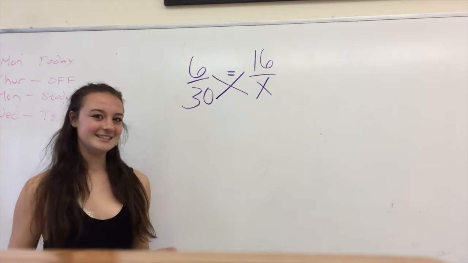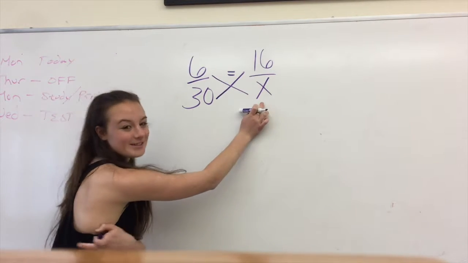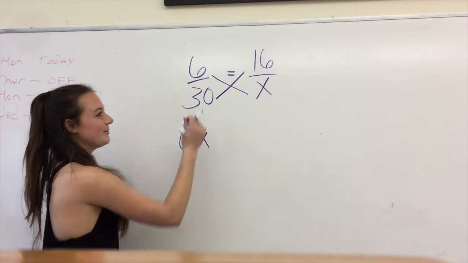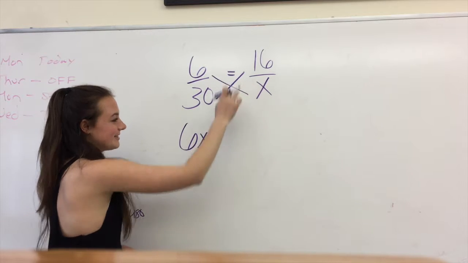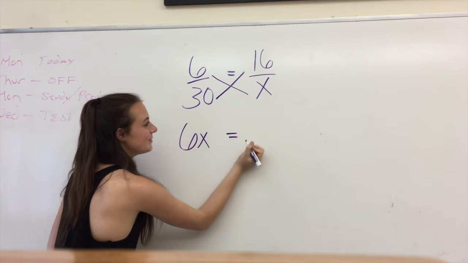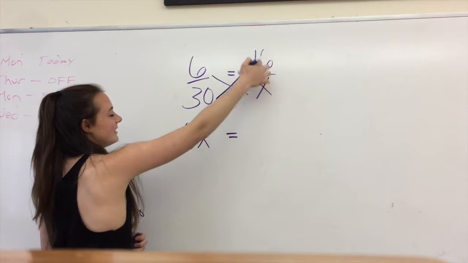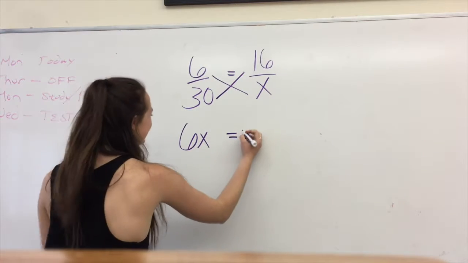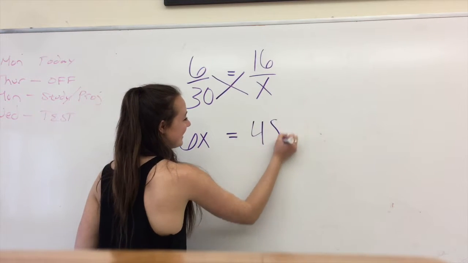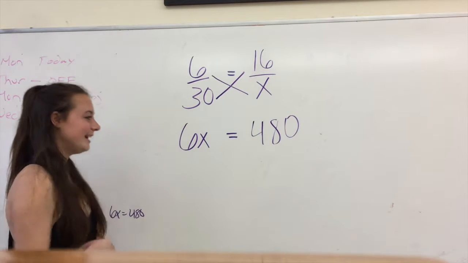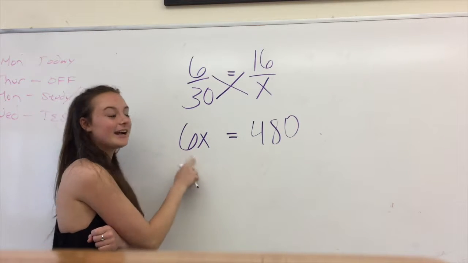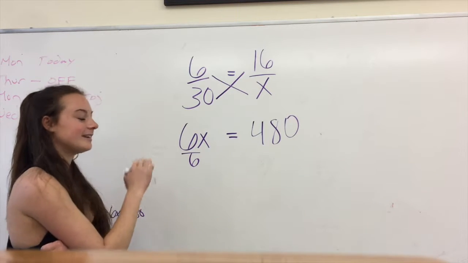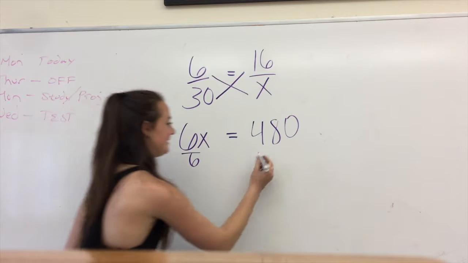To make it even easier, we're gonna do 6 times x first, which would be equal to 6x, and then you wanna bring this equal sign down, so you're gonna say is equal to 16 times 30, and 16 times 30 is 480. So you're gonna have 480 right over here, and in order to get x by itself, you're going to divide this by 6, and you're gonna do the same to the other side because you have to keep it even.